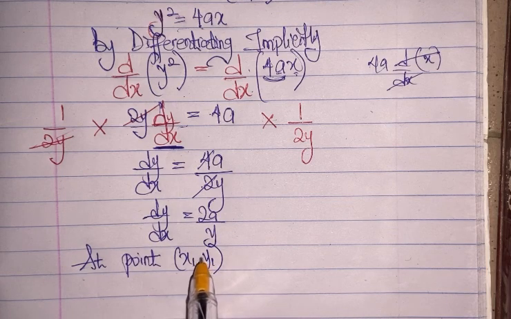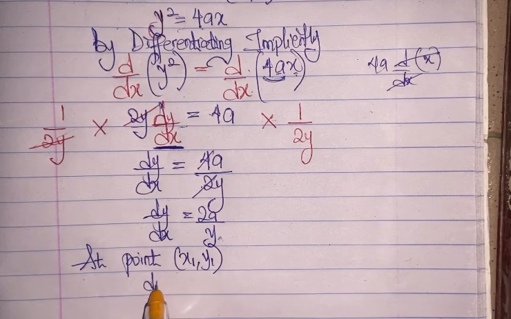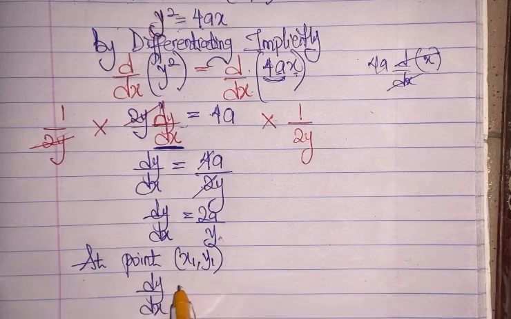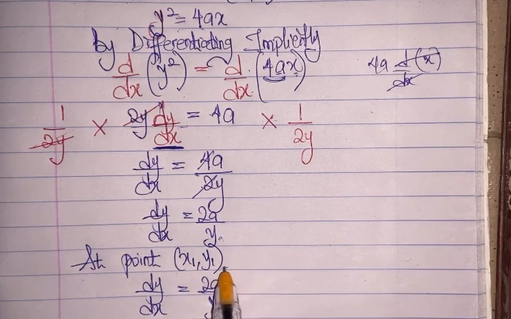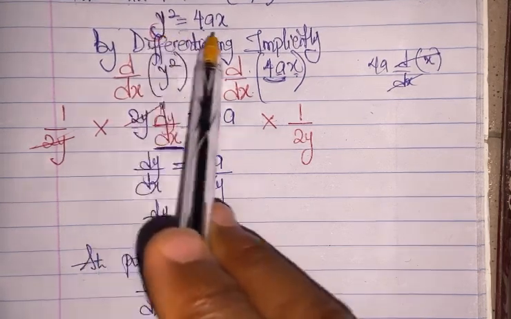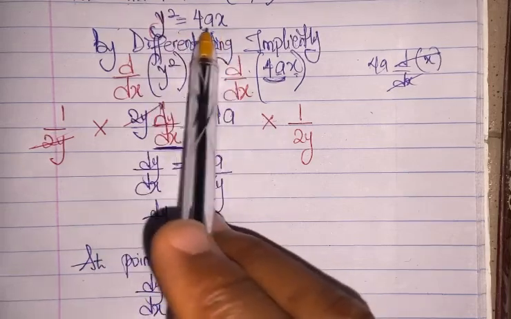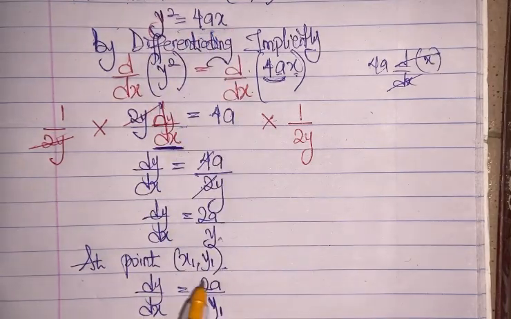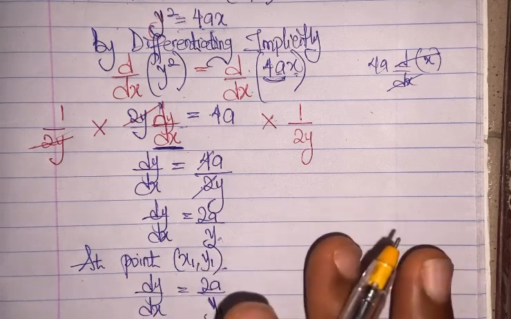At point x1, y1, I just have to replace whatever expression I have here. So dy/dx will be 2a over y1 at point x1, y1, because the initial equation is at the origin, that is, the vertex is at the origin. But at this place, the vertex is not at the origin. We are looking at it in different parts of the Cartesian plane.